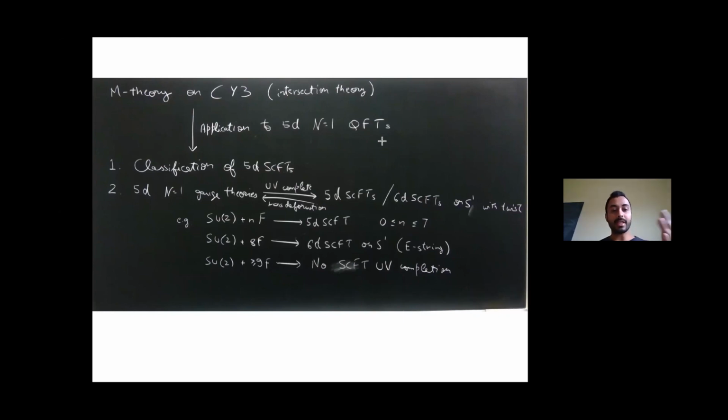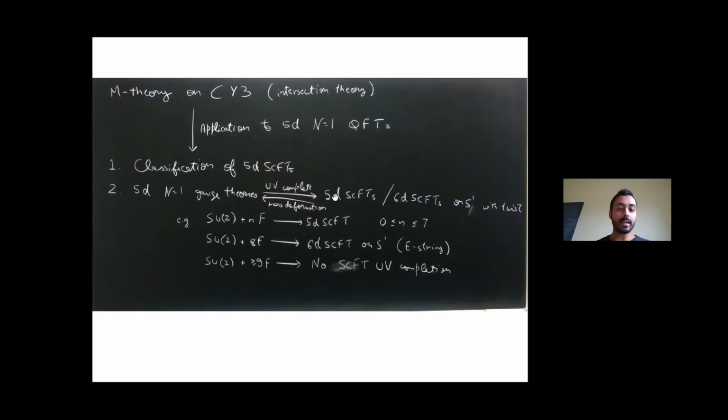So I want to start my talk by just describing what these applications would be, and then we would study them in detail. The first application would be the classification of five-dimensional superconformal field theories. Then you can look at supersymmetric gauge theories in 5 dimensions, and you can ask the question, if this gauge theory UV completes into a 5-dimensional superconformal field theory or a 6-dimensional superconformal field theory compactified on a circle.